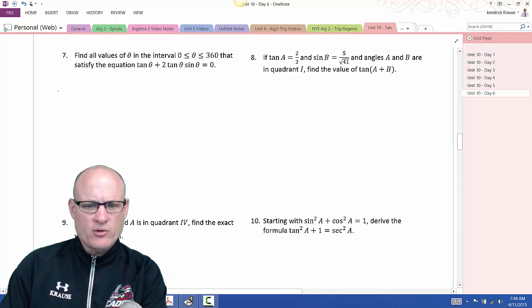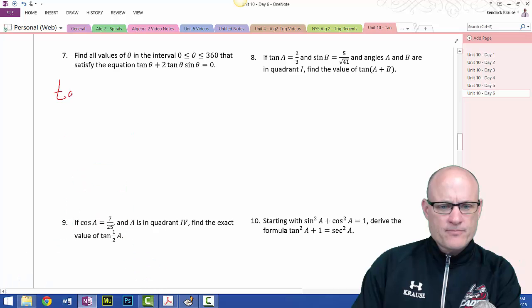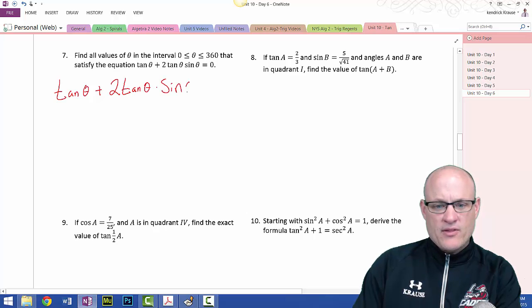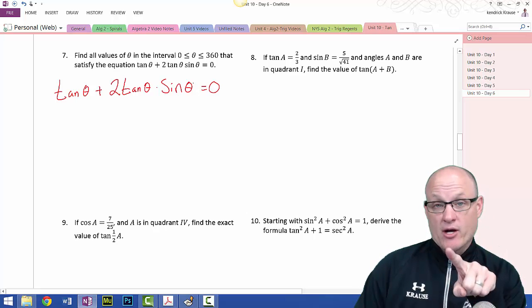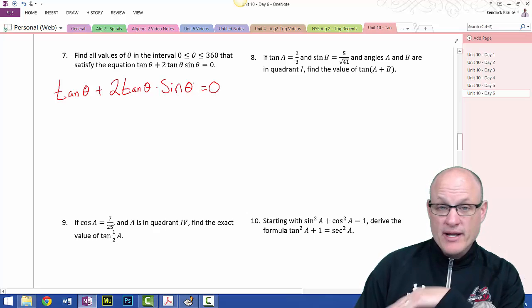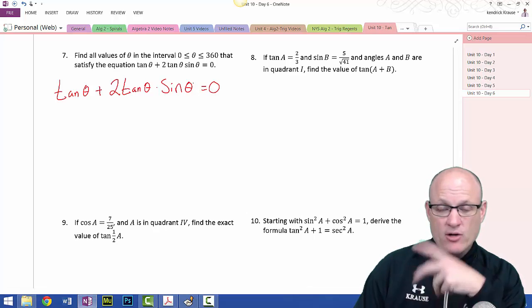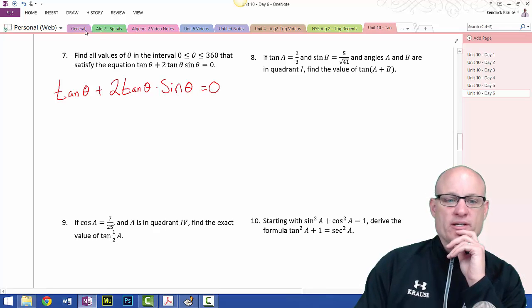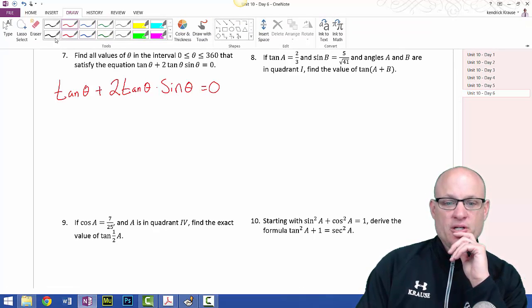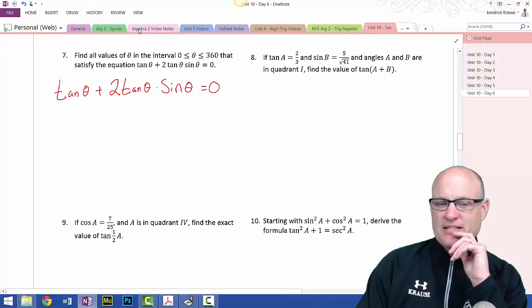All right, so let's write this equation. Tangent of theta plus 2 tan theta times sine theta equals 0. Now, you can replace a squared or a double angle, but I don't have a squared, I don't have a double angle, so what are we going to do? This is one of those ones that when you see it or when someone tells you to, you're like, oh, I get it. But sometimes you don't see it.